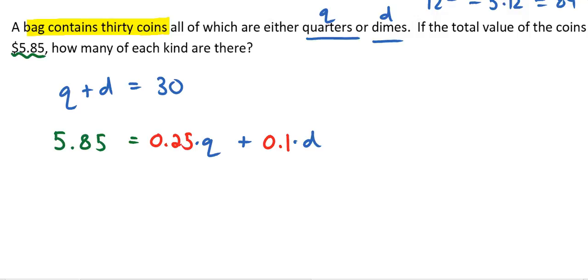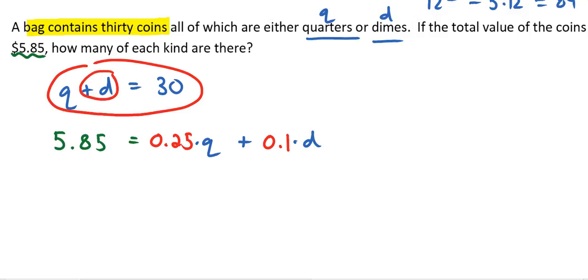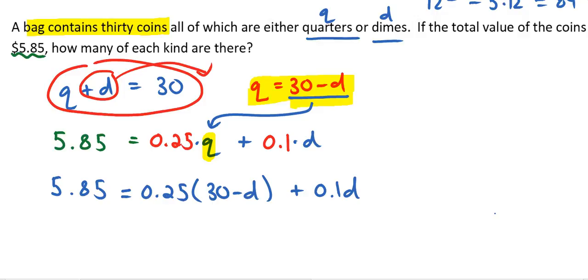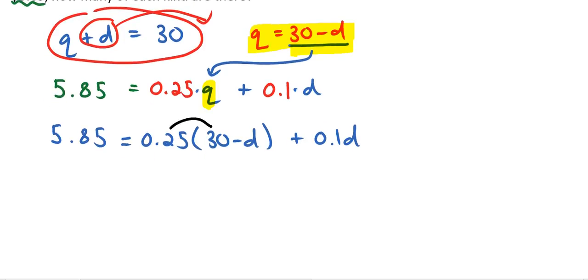Okay, so going back to this first equation right here, let me just move this D to the other side. If I do that, I'll get Q equals 30 minus D. The reason I do that is because I'm going to substitute this Q with this Q right there. So this 30 minus D is going to replace that Q. So I do that, I get 0.25 times the bracket 30 minus D, plus 0.1D equals $5.85. Okay, so once again, this is more distribution here.